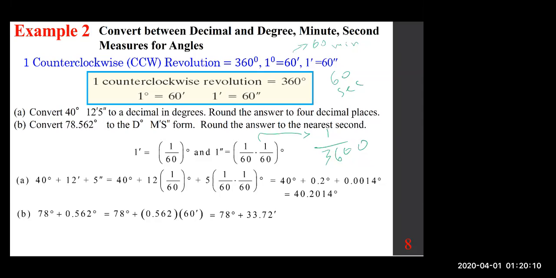But we don't want it that way. We want it in degrees, minutes, and seconds. So 0.72 minutes has to be changed to seconds. And remember, 1 minute is 60 seconds. You have to multiply the fractional portion by 60. And we get 78 degrees plus 33 minutes plus 0.72 times 60 seconds.